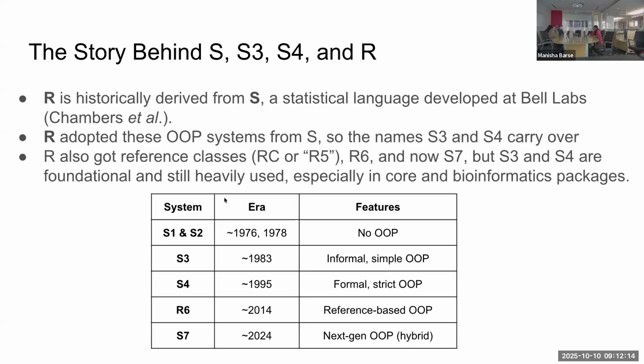Before S3 and S4, there were systems called S1 and S2, but these did not have object-oriented programming features. Later on, S3 came up around 1983, with informal but simple object-oriented programming features. In between there was S-PLUS as well, around 1988, I guess, and then around 1995 there was a more formal and strict object-oriented programming system, which is the S4 that we are still using.